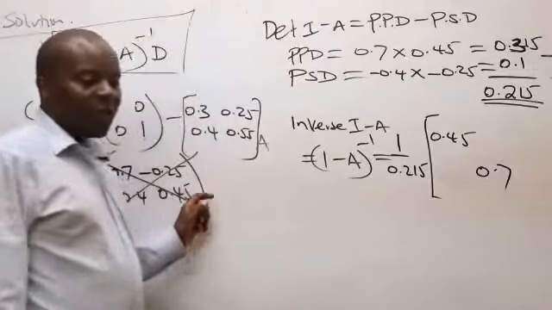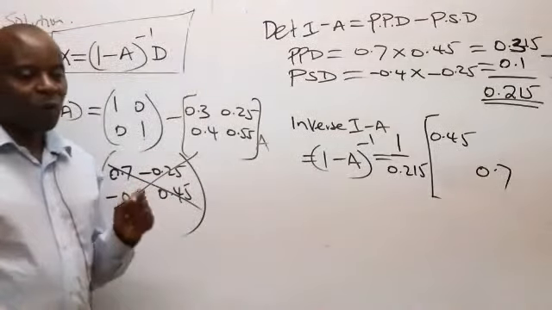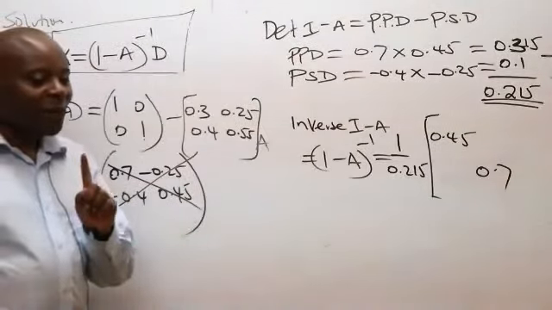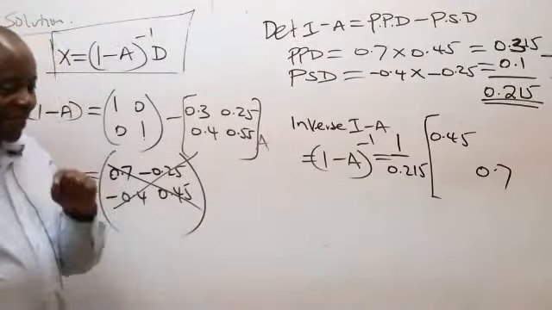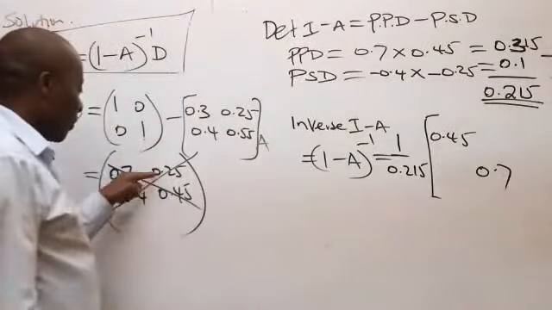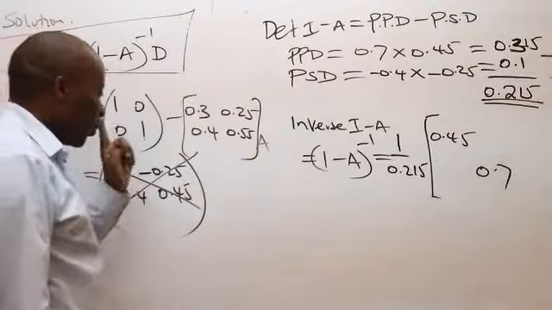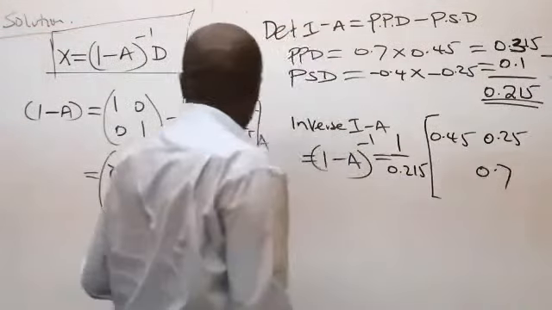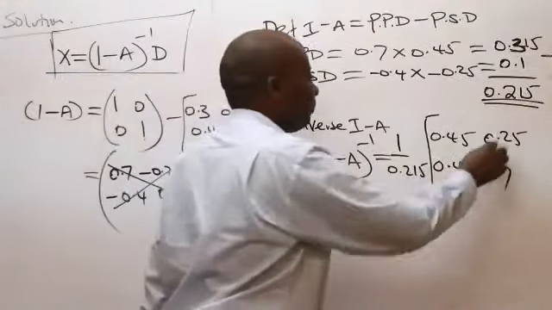How about secondary elements? Secondary elements, we change their signs. We retain their positions, but we change their signs. So like now here, you can see, ladies and gentlemen, this was negative. So we have here 0.25, and here we have 0.4.